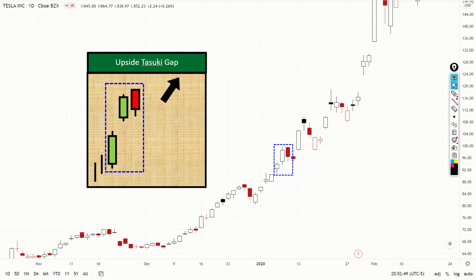All right, upside Tasuki gap. And wow, okay, this is quite, I wouldn't say rare or whatever, but it's not really something that I always get to spot. Right, and this is something where it started to rally quite a lot, rest here, rally, and then okay, this is where it gaps from here, not a huge gap. Then you can see this candle right here, a profit taking candle. Then right out of profit taking, it starts to rally again sharply.